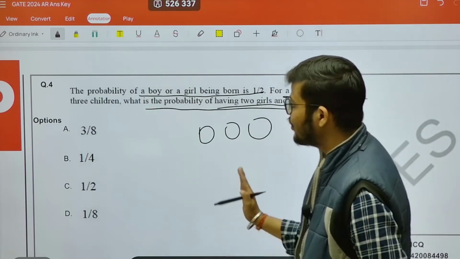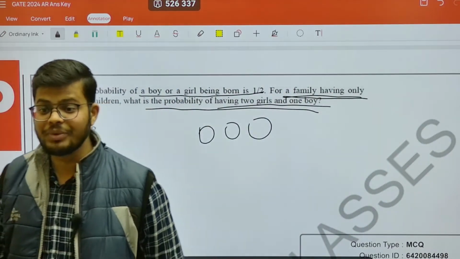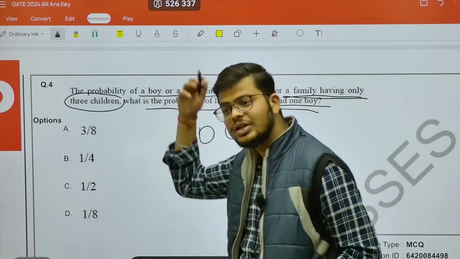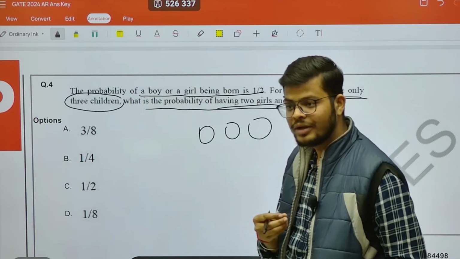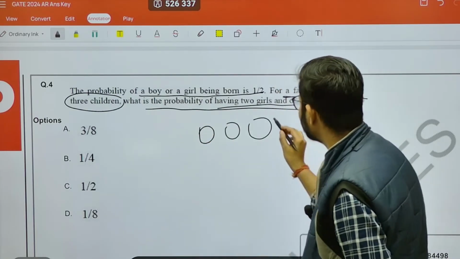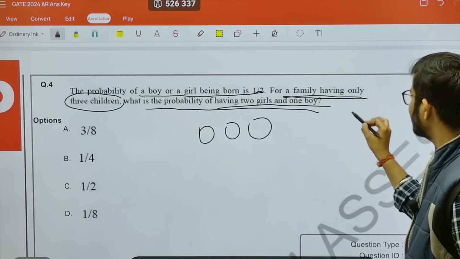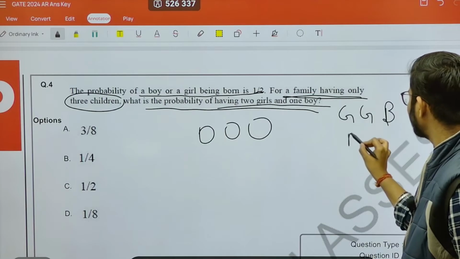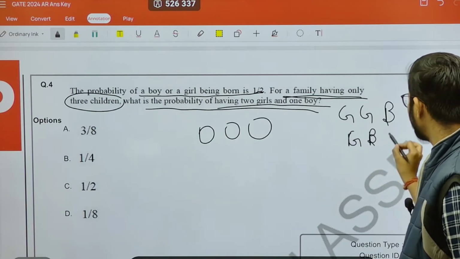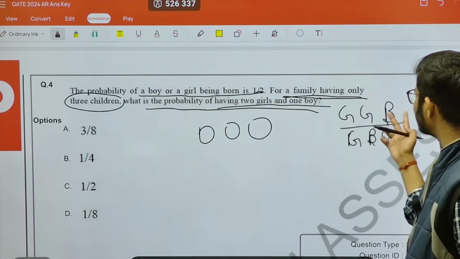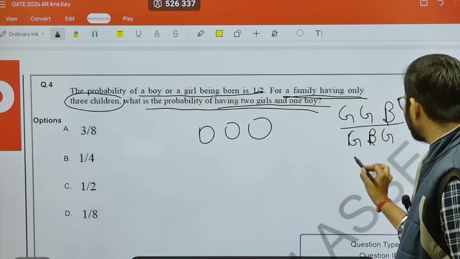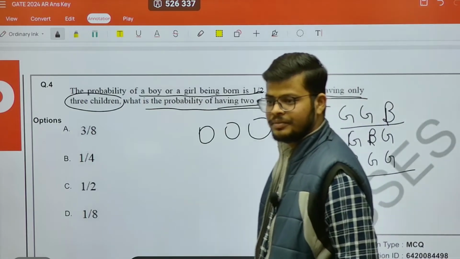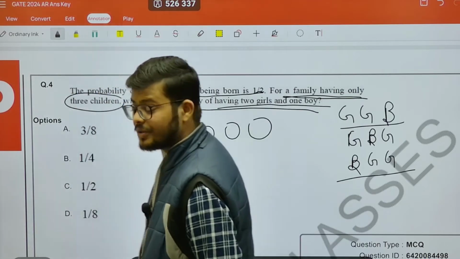So first of all, we need to calculate what possible combinations there are. If there are 3 children in the family, what are the possibilities of them being girl or boy? And after that, what is the desired outcome? The desired outcome is 2 girls and 1 boy. So 2 girls and 1 boy can be girl, girl, boy, or it can be girl, boy, girl. Or what can be the other possibility? Boy, girl, girl. That means 3 is the desired outcome.